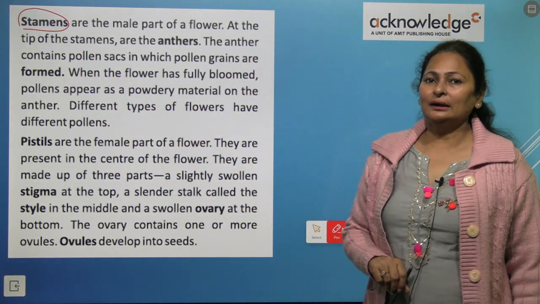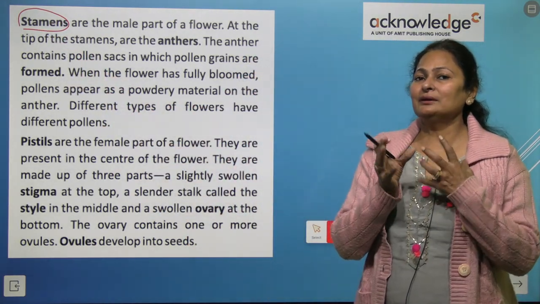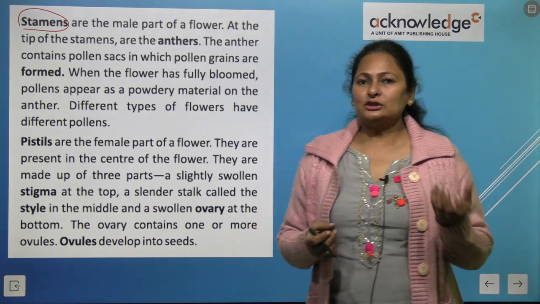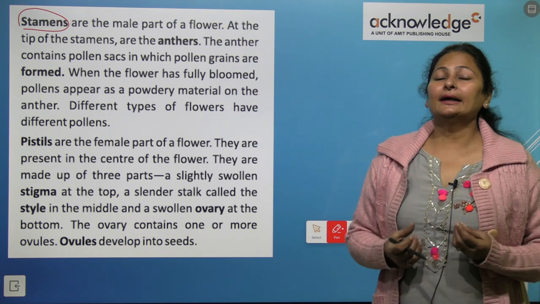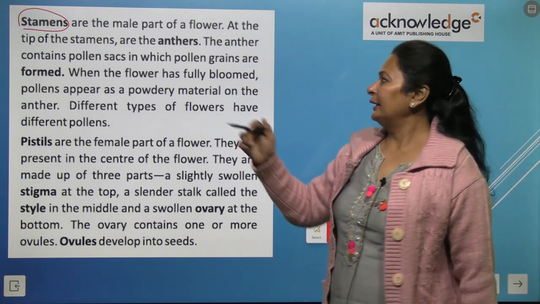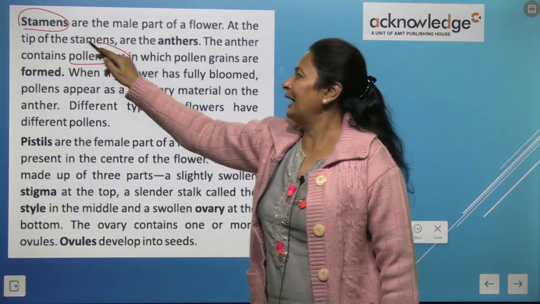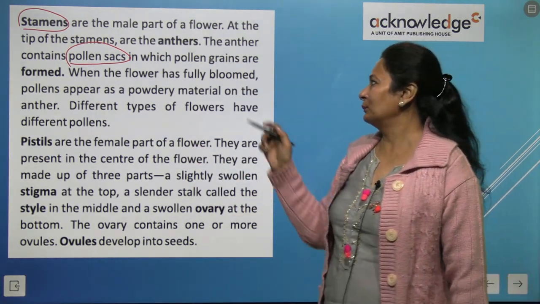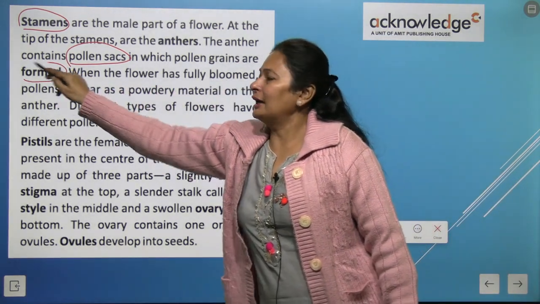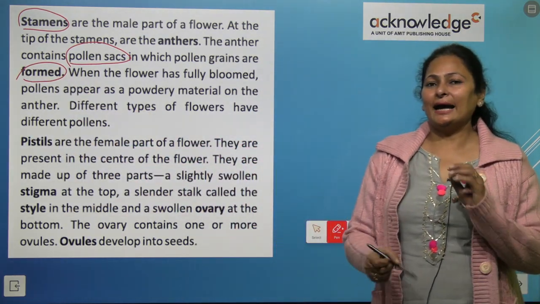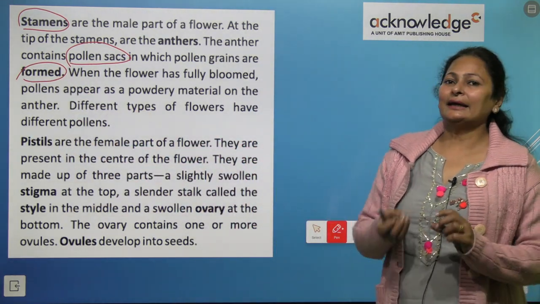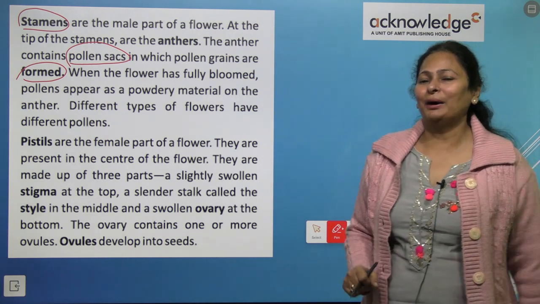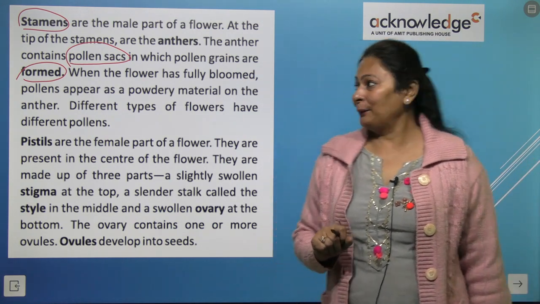Just remember, the stamens are the male part of the flower, and the tip is called the anther. And it contains what? It contains the pollen sacs in which pollen grains are formed. Pollen grains are formed in the pollen sac, and the pollen sac is in the anther, and the anther is the top part of a stamen.